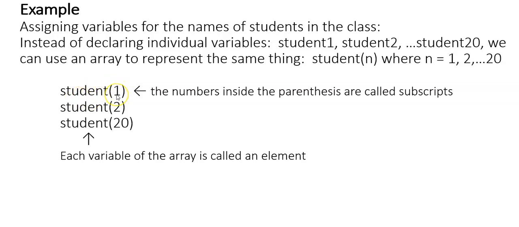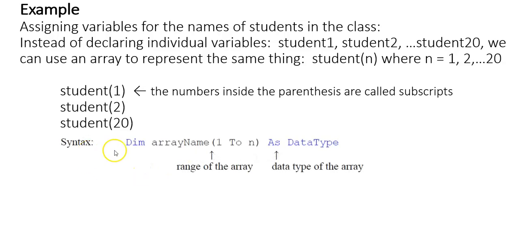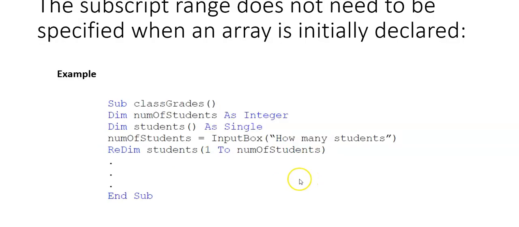The number in parentheses is called the subscript, and each of these variables is called an element. Here's the syntax to declare your array. You need to use the Dim statement, the array name, the range for your subscript, and the data type. The subscript range doesn't have to be declared at the beginning of the code.